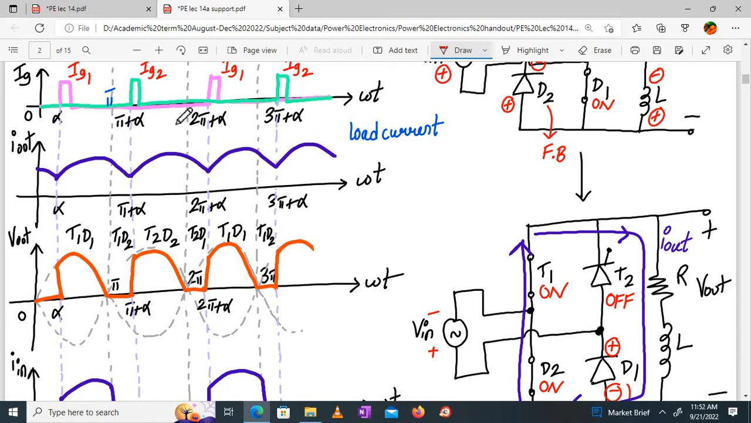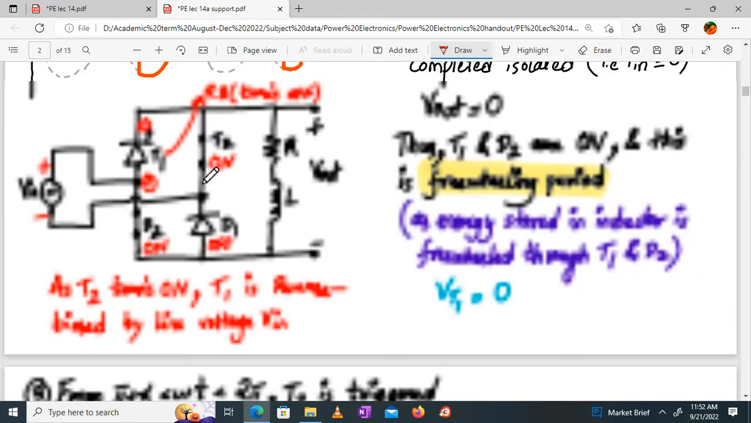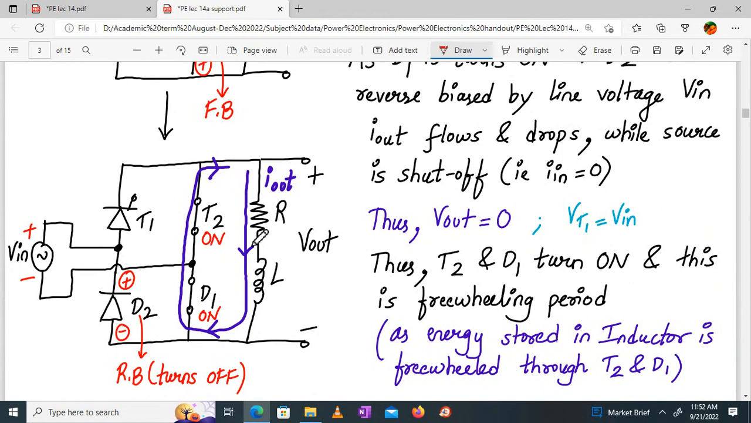Now same thing. What will happen from 2 pi to 2 pi plus alpha? T2 will continue to conduct because of the inductor stored energy, and now D1 will turn on. Why did D1 turn on? Because look, after 2 pi the positive half cycle has started. So as soon as D1 turns on, T2 will be on, and this T2 D1 is my freewheeling period. If they are on, this will be the scenario. Like this, look. Now T2 and D1 are on. So what will happen? The entire current will flow through this part. So it will freewheel the energy in the inductor.